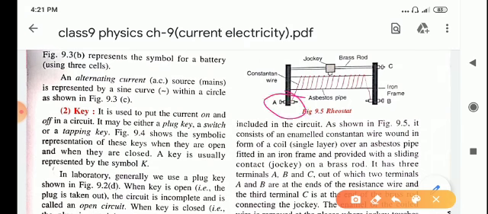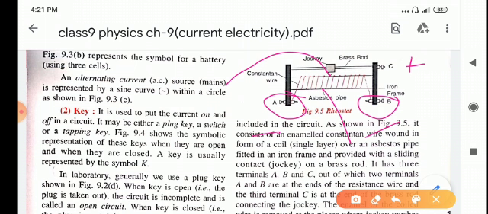Both are minus terminal, and C is the plus terminal, right? It is the magnet wire or nichrome wire. It is the jockey. Jockey is the variable point.